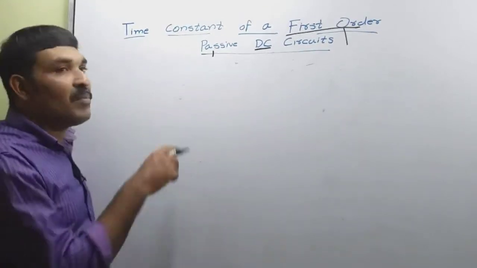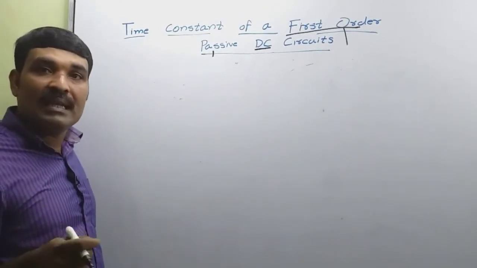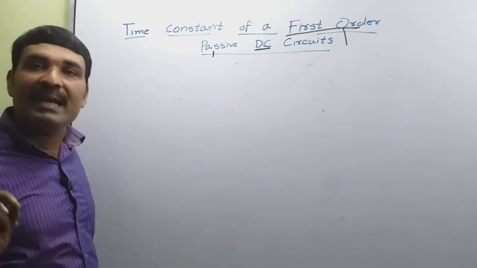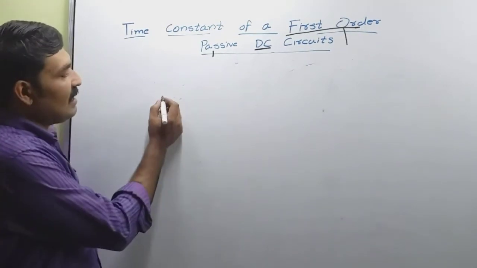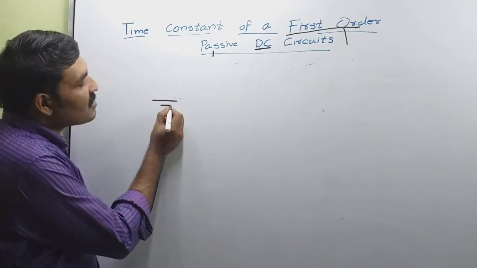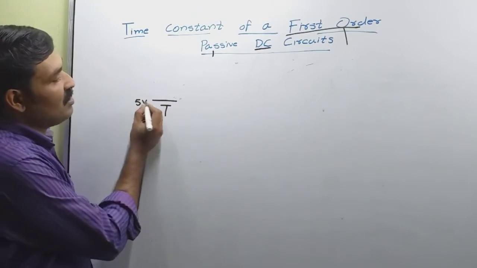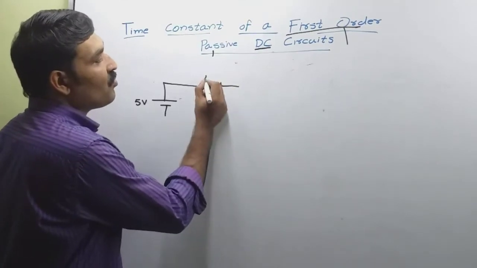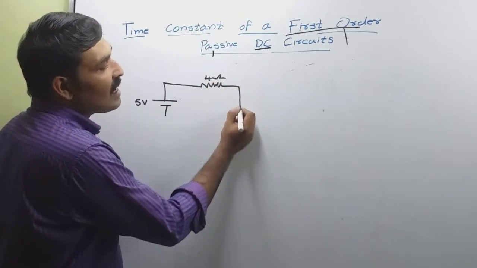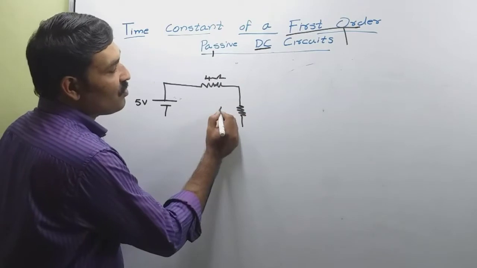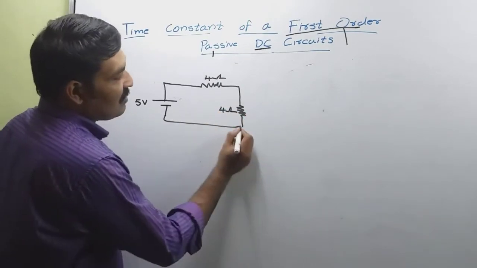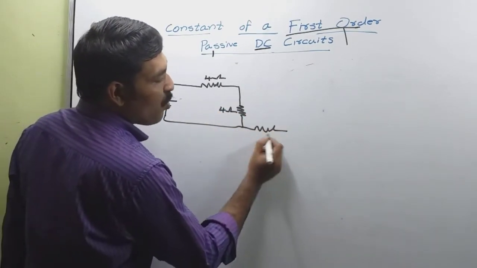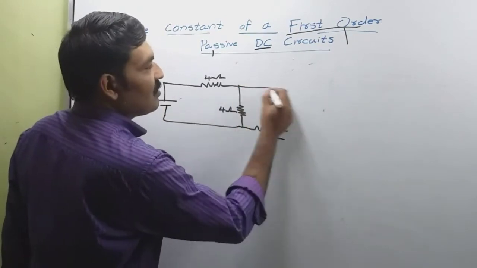Now in this example, I am going to draw a circuit with a voltage source, that is, an independent voltage source. Let the circuit consist of a battery source of 5 volt. This is connected to a resistance of 4 ohm, and again a resistance of 4 ohm. Then I am connecting a 1 ohm resistance here.